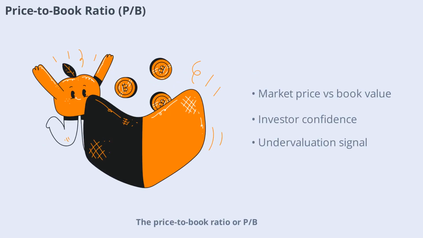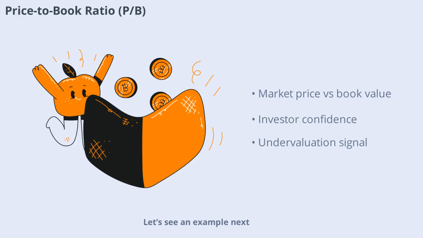Price-to-book ratio, or PB, is calculated by dividing the market price per share by book value per share. This ratio shows how much investors are willing to pay for each dollar of net assets. A PB ratio above 1 means the stock is trading above its book value, which can be a sign of investor confidence. A low PB may indicate undervaluation or potential problems.